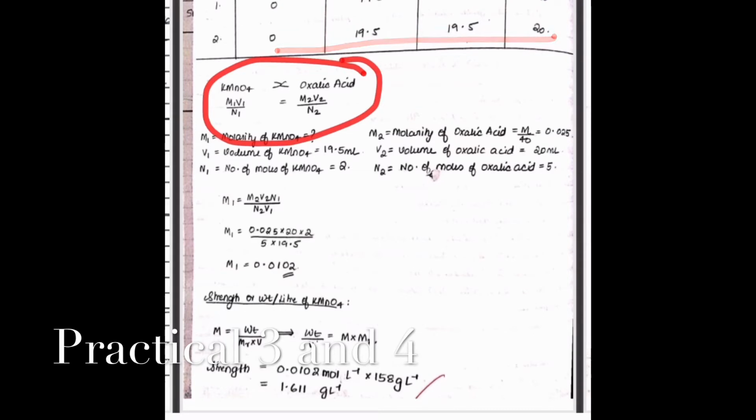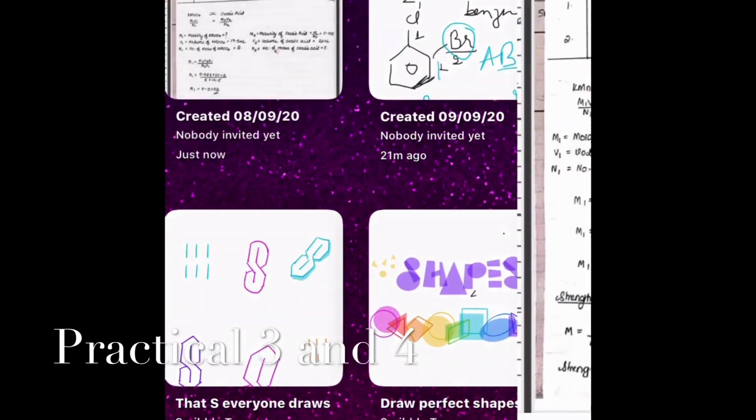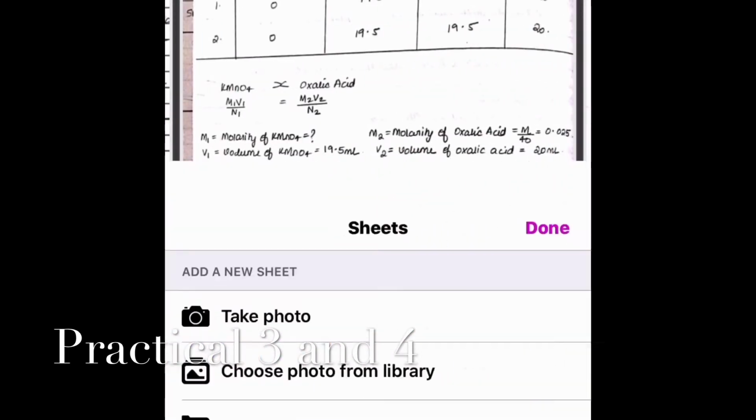Here you have to keep in mind N1 and N2. For N1 you have to keep 2 moles of KMnO4 and 5 moles of oxalic acid. Now you are going to pipette out 20 ml of oxalic acid, but the molarity of oxalic acid you have to take here as 1 molar, and these readings will be obtained from doing the experiment through the virtual lab. Now after this, finally you are going to put the result here.